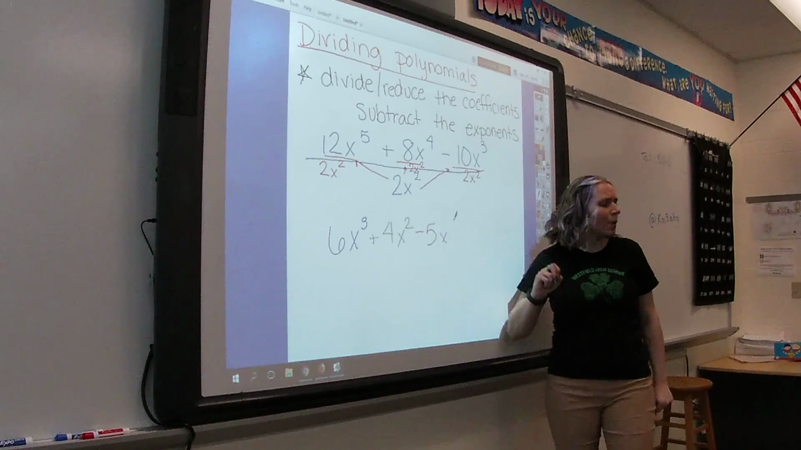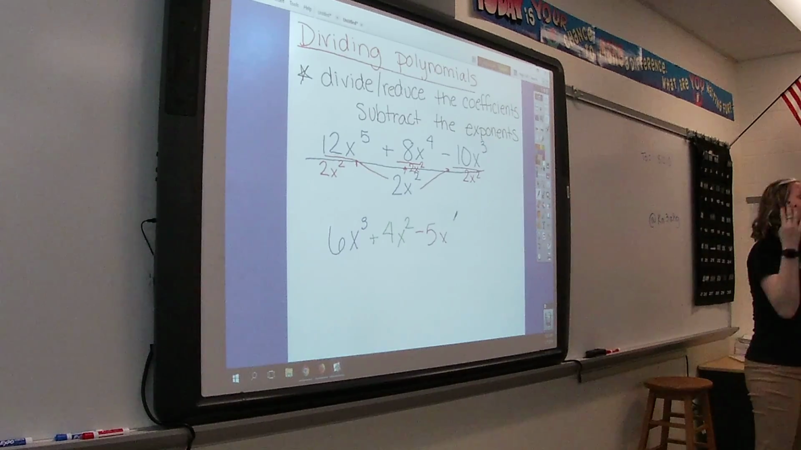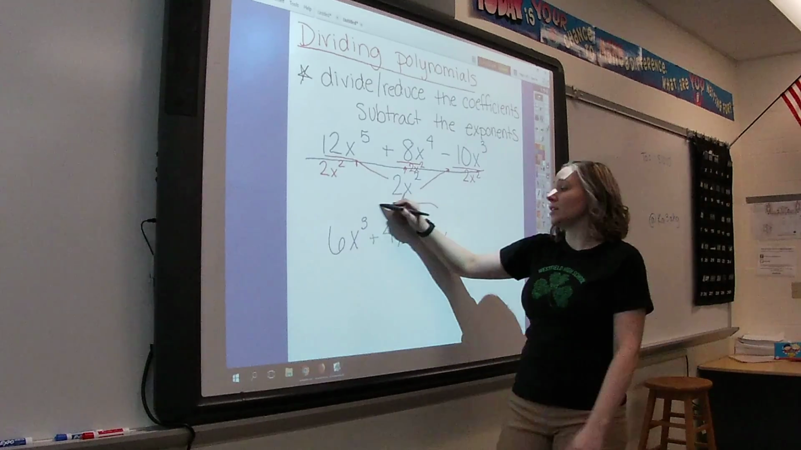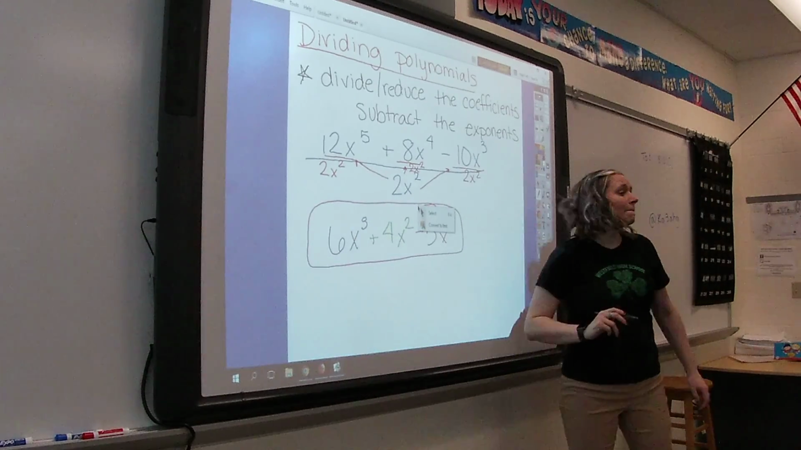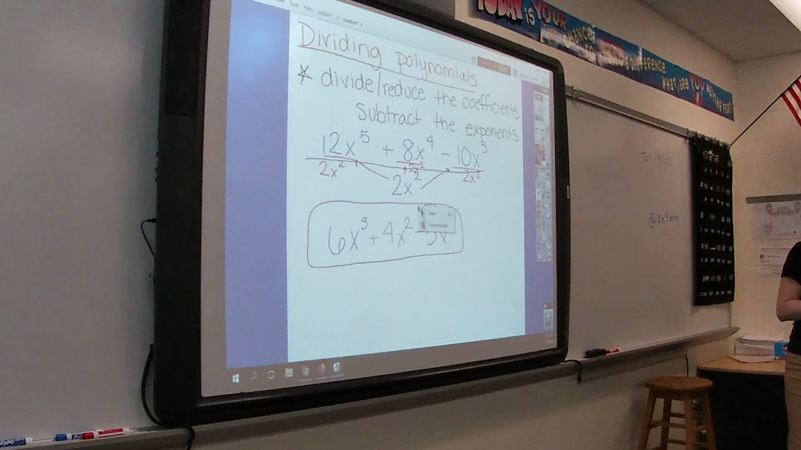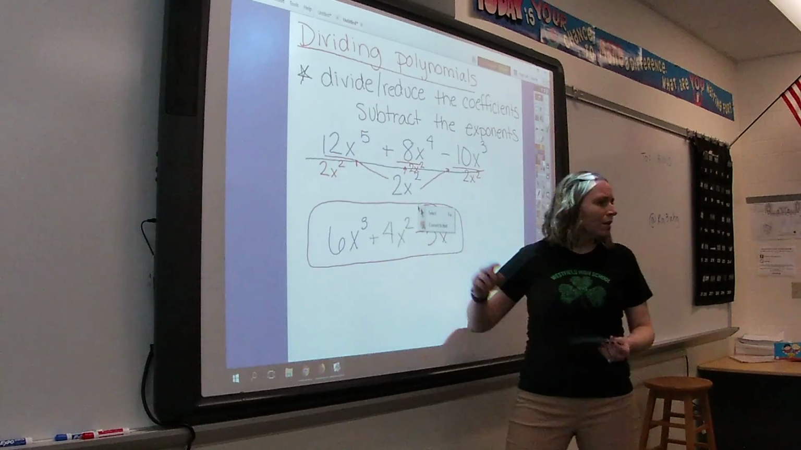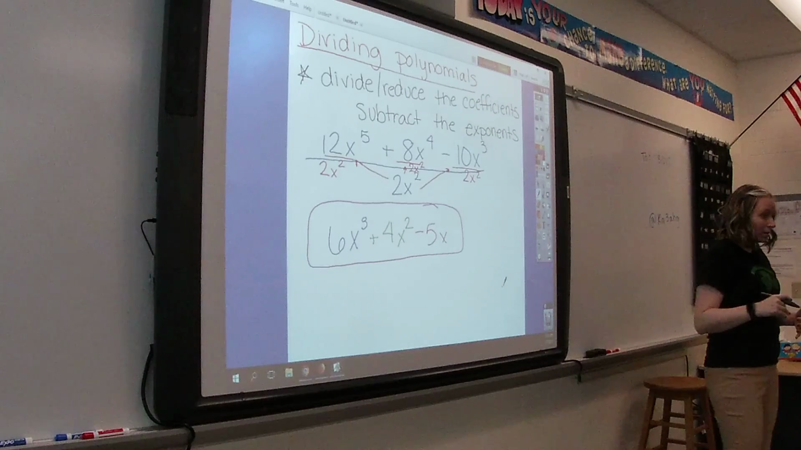Do I need to write down that exponent of 1? You could, but you don't have to. Yes, ma'am. And so this would be our answer. None of these are like terms. So wait, will we do more if they're like terms? If there were like terms once we divided, that means that there were like terms in the original problem, and we could have combined them there.